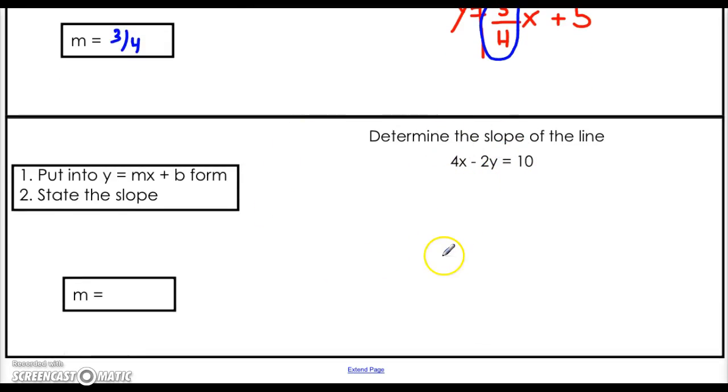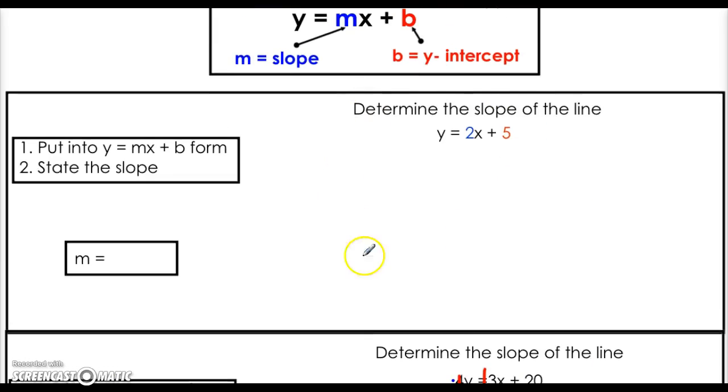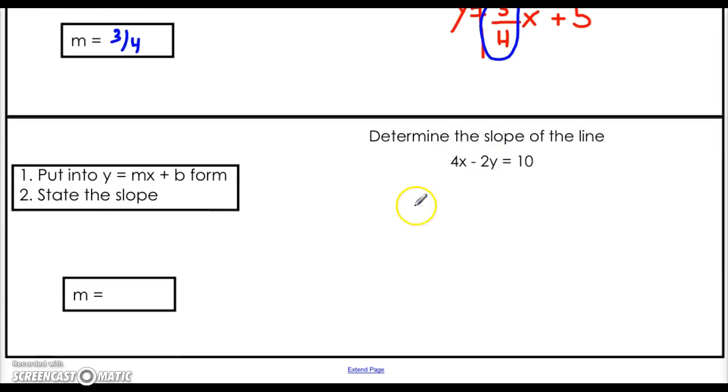This is where it gets a little more complicated, and I can't emphasize enough, this is the most important skill of this whole entire lesson. You really need to get good at this. This would be the hardest one here. We want to find the slope of this line. Now, like I said before, you need to put this in y equals form. And this one, you'll see that there's more than one thing on the side with the y. So we're going to solve for y. I'm going to show you my favorite way to do this.